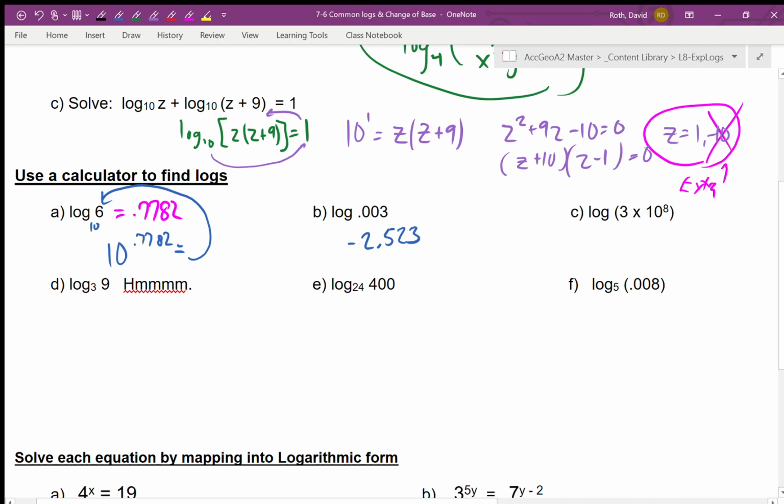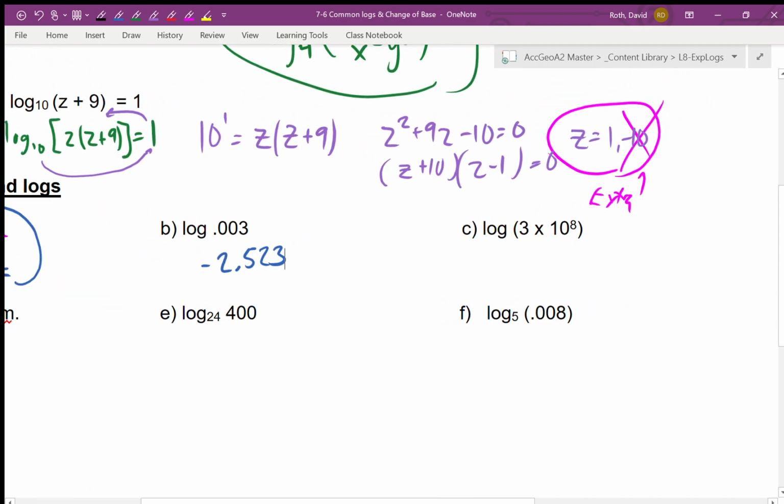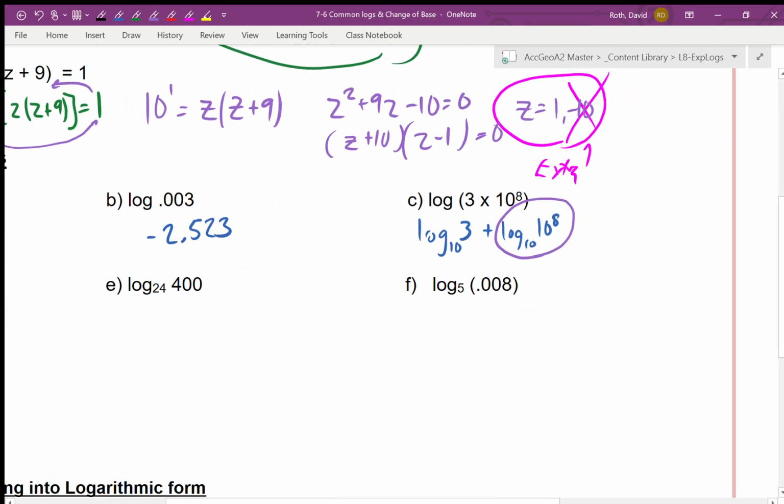On this one, you could type all this in, but if we're clever, we remember that's the same as the log base 10 of 3, my bad, not log base 3, plus the log base 10 of 10 to the 8th. You don't have to write it. Lo and behold, what is that? What power of 10 will get me to 10 to the 8th?